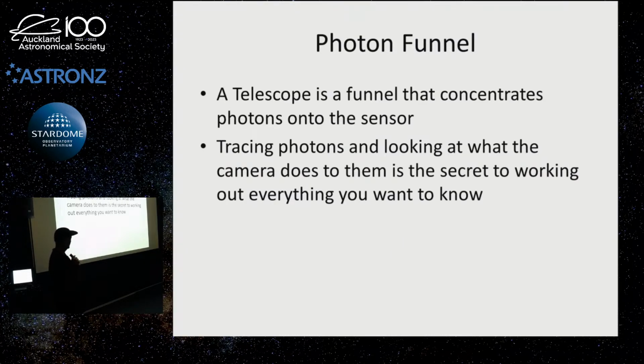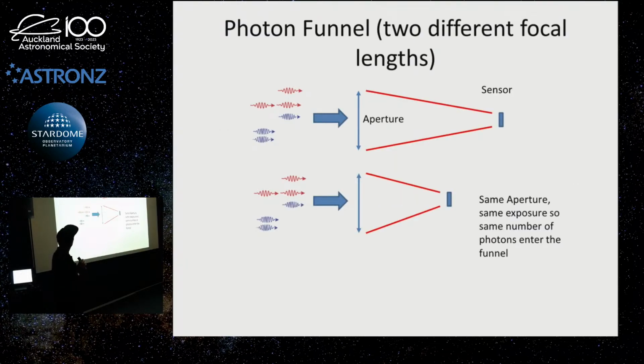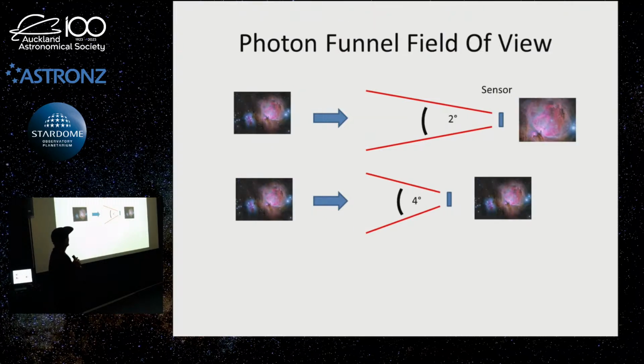So a telescope is a funnel. It funnels the photons onto your sensor. And the longer the focal length, the less the field of view. So you can see up there that 2 degrees field of view for a long focal length compared to 4 degrees field of view for a shorter focal length.